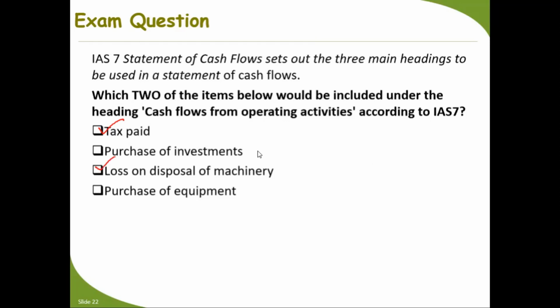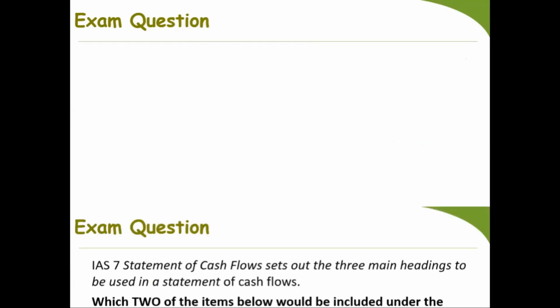These two, purchase of investment is part of investing activities, and purchase of equipment is also part of investing activities. So our options are option A and B. C. Option A and C.